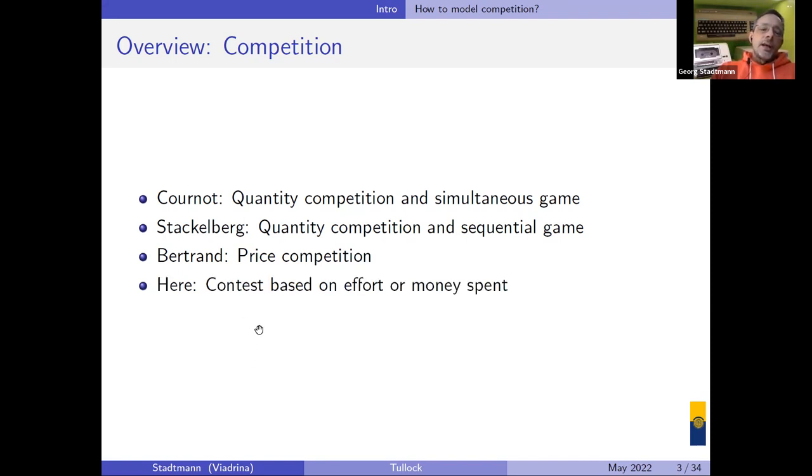And today we are looking at a contest. In this contest, the two players exert effort and they are using the effort level as the measure to compete on. Also, it could be the case that we talk about the money spent into this process, the money spent into this contest.